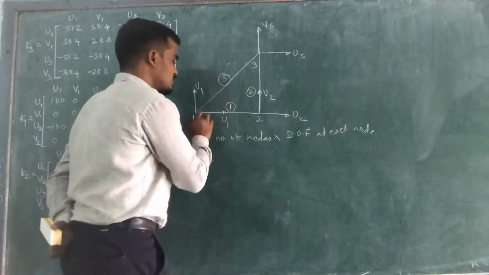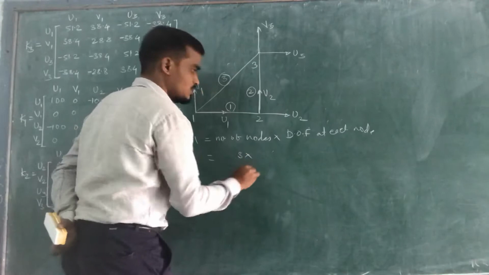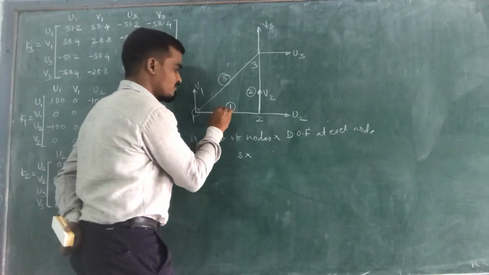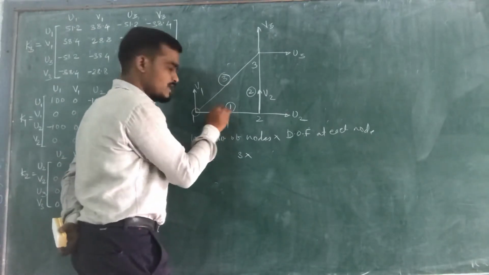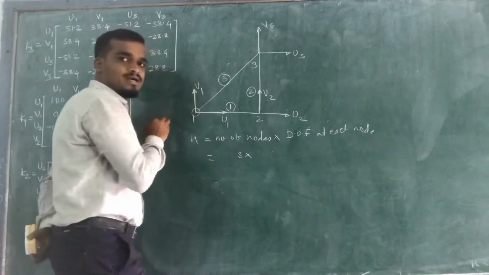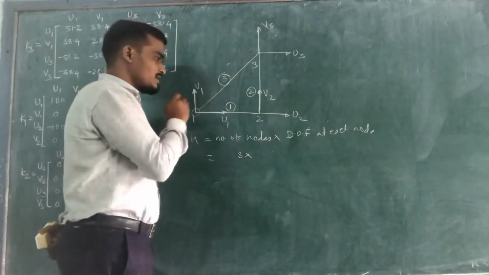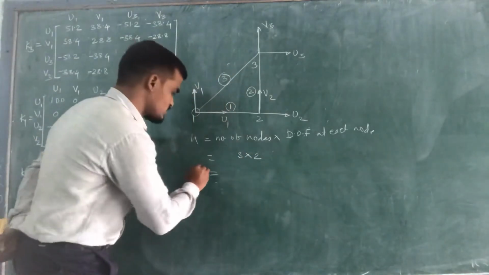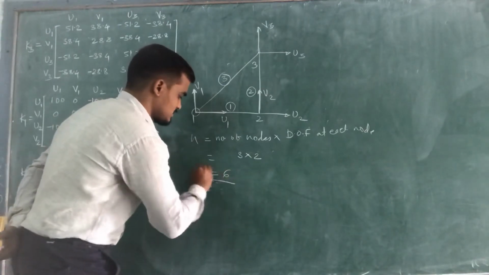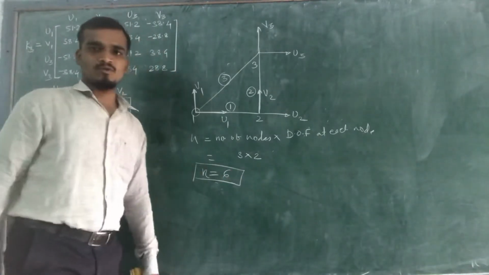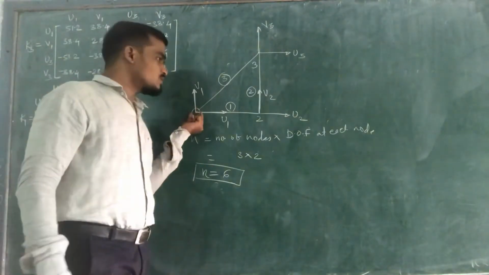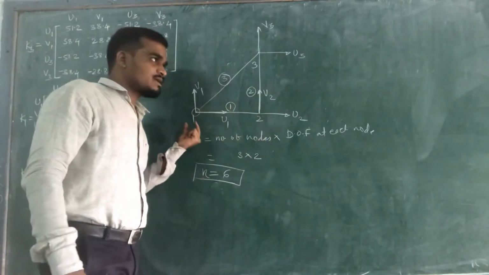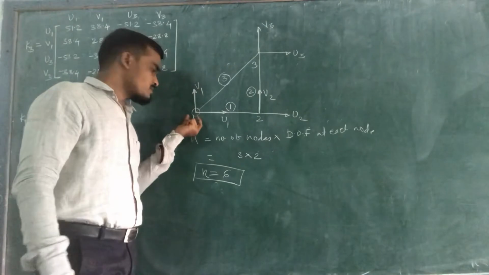As there are three nodes, 1, 2, 3, so 3 into degrees of freedom at each node. We know that at each node there are 2 degrees of freedom. First one is displacement in horizontal direction and second one is displacement in vertical direction. So degrees of freedom at each node will become equal to 2. So 3 into 2, the order of the global stiffness matrix will become equal to 6. So this is the order of your global stiffness matrix. Why? Because at each node there are 2 degrees of freedom. The first displacement is in horizontal direction, the second displacement is in vertical direction.